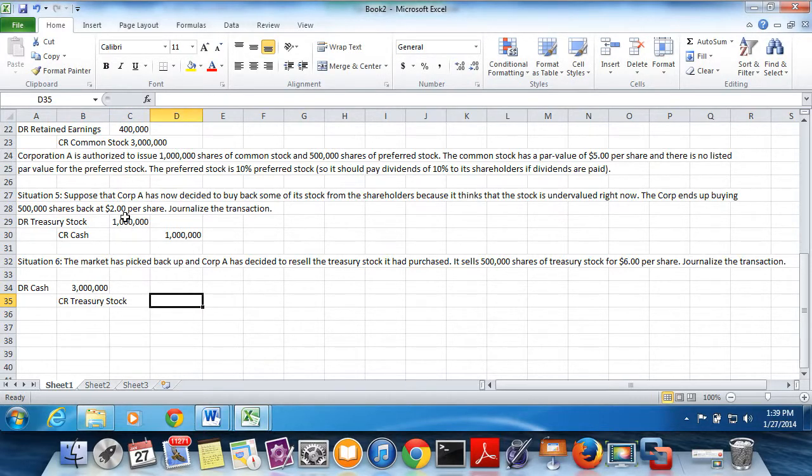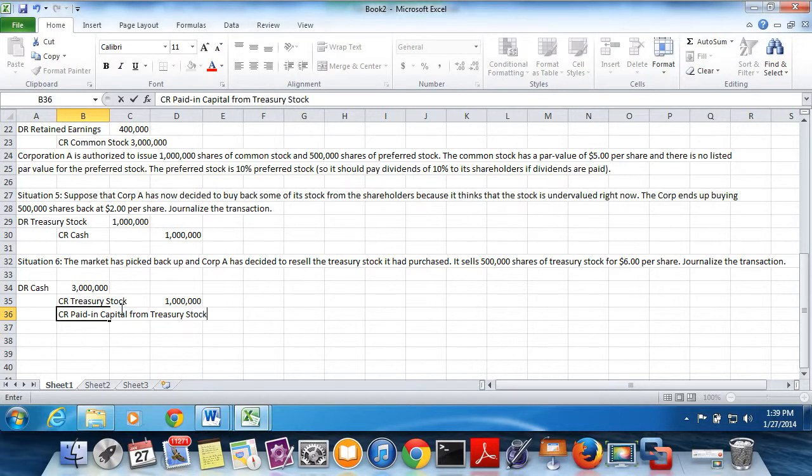for, and we're going to use the number that we paid for it to show how it was valued to us when we bought it. So we have 500,000 times $2 per share, so we have $1 million here. Okay, and again, this doesn't balance obviously because we have way more cash than we do for this credit entry here. So we need to balance that with paid in capital from treasury stock. Okay, and that's just going to make up the difference here. That's very similar to paid in capital in excess of par, and that's going to be for 2 million.